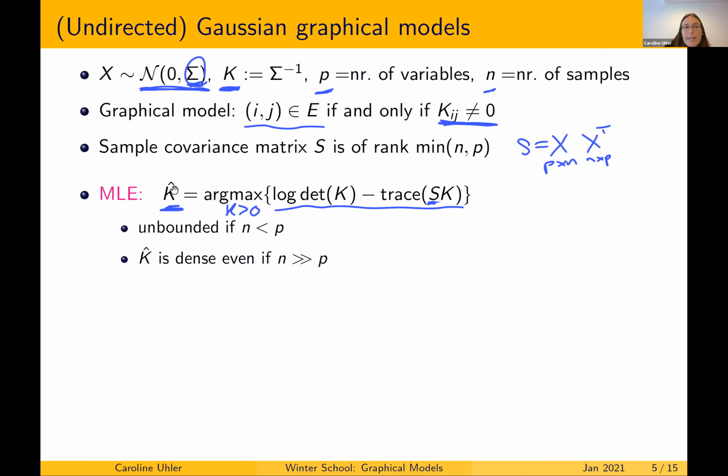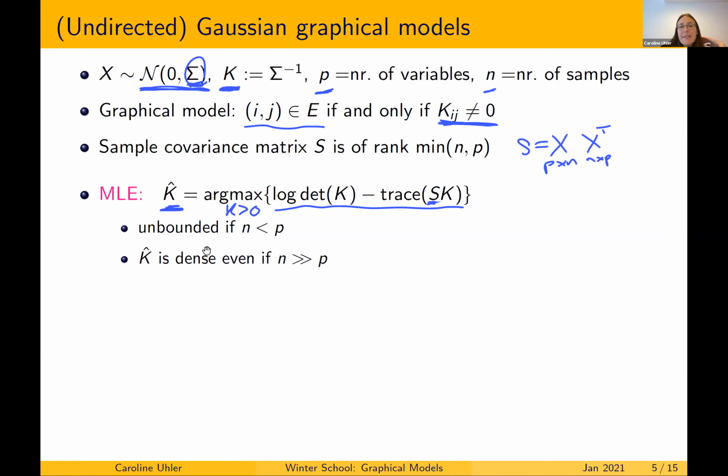And now, of course, zeros in here correspond to a missing edge. So if you want to learn the graph, you actually want to learn this matrix K. I want to learn where there are zeros. And people asked last time, will we also talk about estimating the edge weights? Well, this here would actually give you the edge weights.